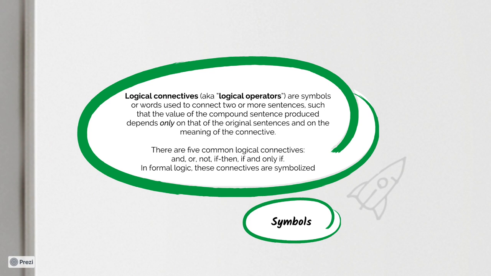Logical connectives, also called logical operators, are the symbols or words used to connect two or more sentences, such that the value of the compound sentence produced depends only on that of the original sentences and on the meaning of the connective. There are 5 common logical connectives: and, or, not, or negation, if, then, and if, and only if. In formal logic, these connectives are symbolized.